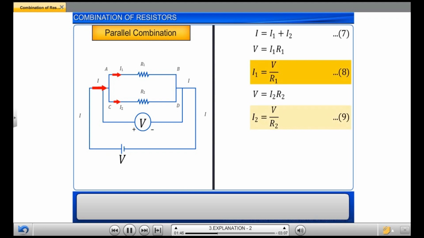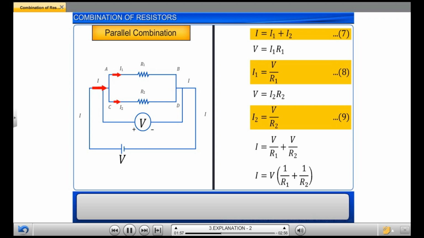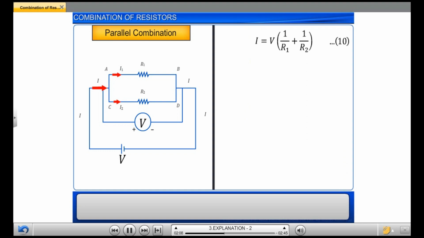Substituting equations 8 and 9 in equation 7, we get I is equal to V by R1 plus V by R2 and I is equal to V into 1 by R1 plus 1 by R2. Let this be equation 10. Equation 10 can be rewritten in the form I is equal to V into 1 by Req. Let this be equation 11. Req is the equivalent resistance of the parallel combination of resistors.